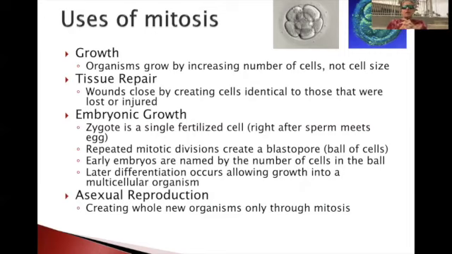Embryonic growth. When the egg is fertilized by the sperm, your first 8 divisions are going to be identical mitotic divisions where every cell is the same. There's no differentiation. These repeated mitotic divisions create the blastopore, or a ball of cells. Early embryos are named for the number of cells in that ball, and then later differentiation occurs that allows it to grow into a multicellular organism. And then we have asexual reproduction, like binary fission in bacteria.